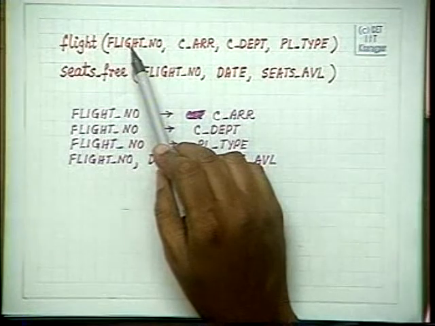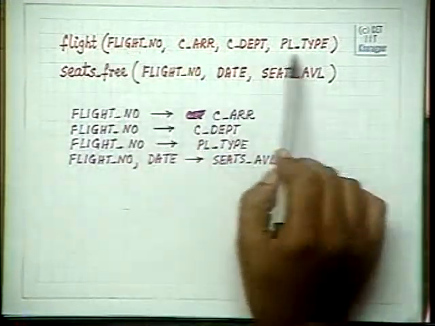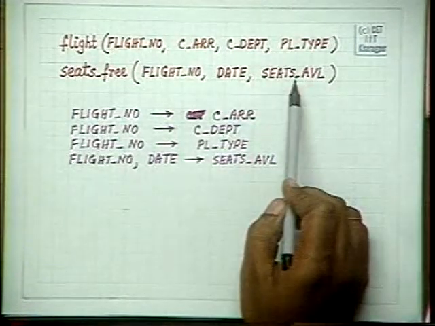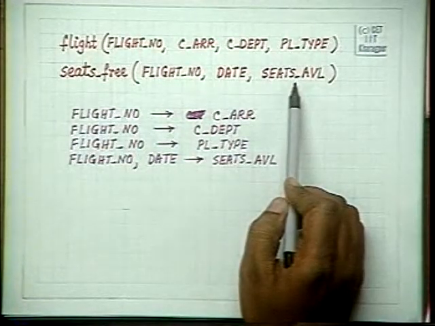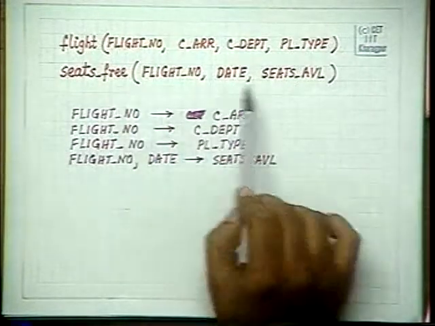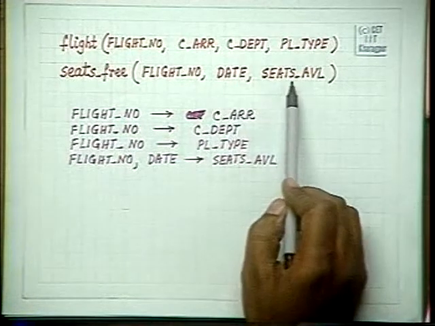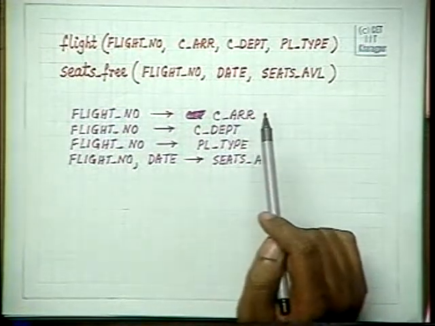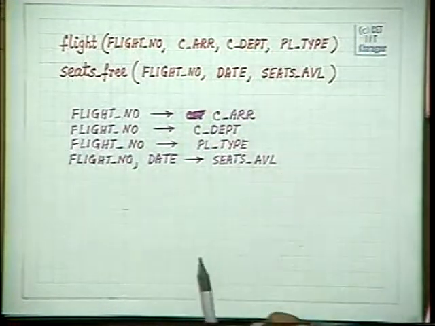Indirectly, flight number becomes the primary key or a candidate key for this relation. Here, flight number alone is not the candidate key, but for a flight at a particular date, the number of seats becomes fixed. That is, there can be no two tuples in seats free which have the same flight number and date and have different number of seats available. So, there can't exist duplicate tuples like that, and non-duplicate tuples which have different number of seats.